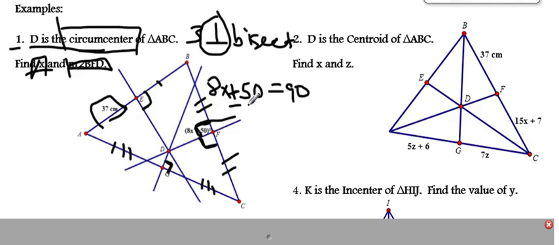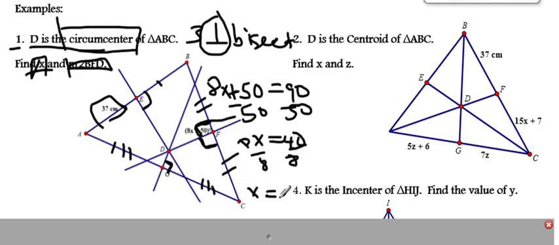I'm going to subtract 50 from both sides, so I get 8x is 40. Divide by 8 on both sides, so I get x is 5. Then it asks us to find the measure of BFD. Well, we could go back and substitute our x into our equation 8x plus 50, or we can just think about it. If this is the circumcenter, that means that this DF is perpendicular to BC. So that means that right away, angle BFD right here is 90 degrees.